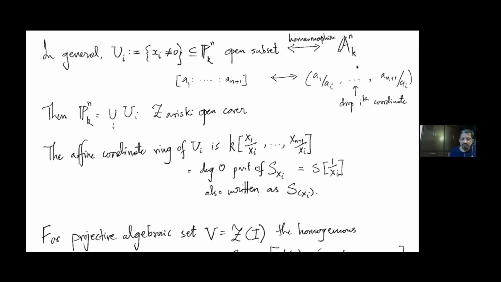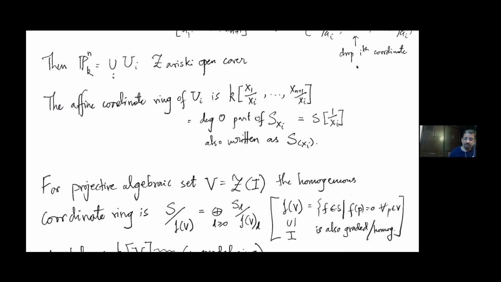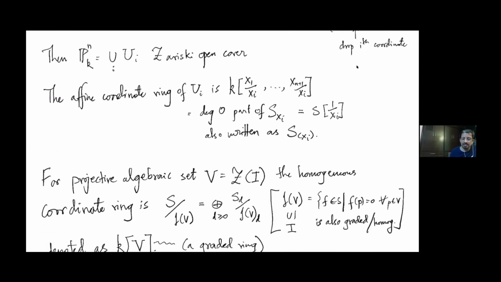So look at x1 over xi to xn+1 over xi, just like you did here. I'll assume that you know what is called localization. Basically, you can invert an element in any ring, or you can invert more than one element. If you invert xi, that is usually denoted as S_xi. So this is my ring where xi has been inverted.